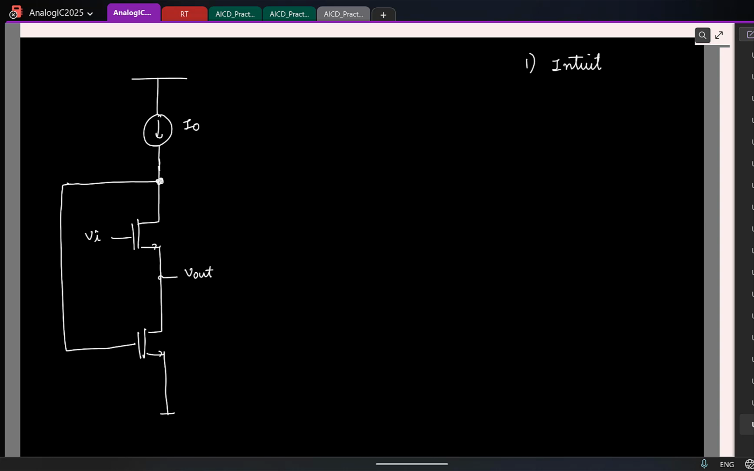So by intuit, what I mean is the following: get a feel for what's happening in the circuit. So ignore all non-idealities in the circuit, and then see what's the basic functionality. So here, for example, I'll ignore R naughts of all transistors. Okay, and I'll even assume the gm of the transistors are very large. Let's say it's infinity. If gm of this transistor is infinity, what can you say about VGS?